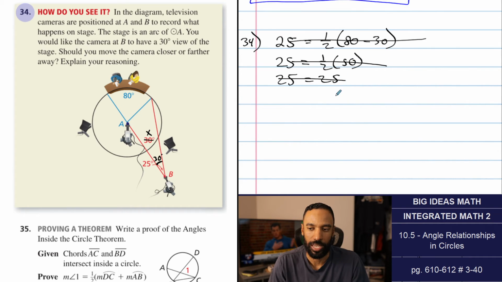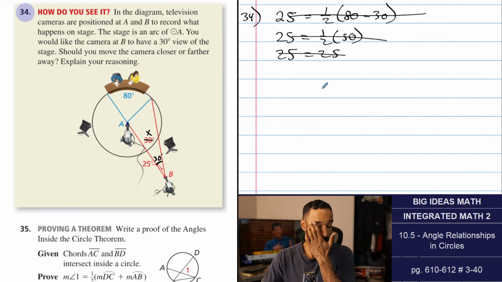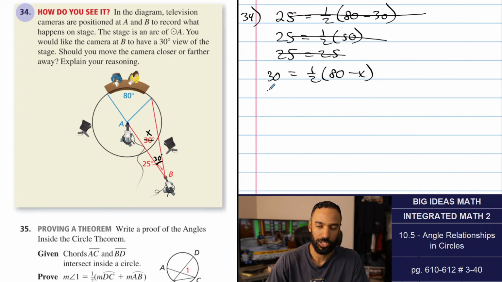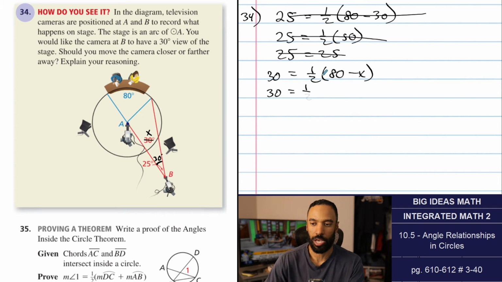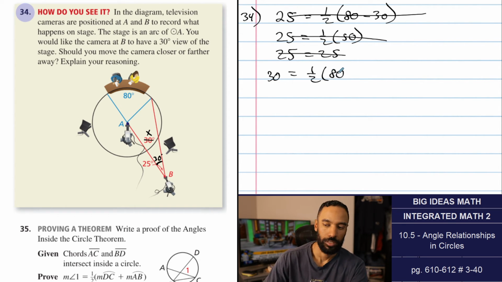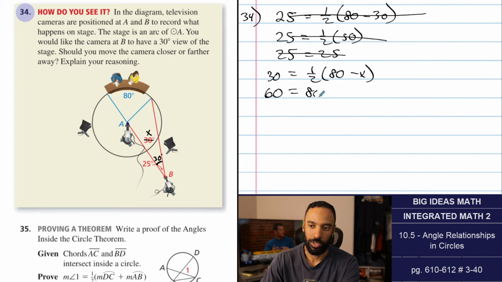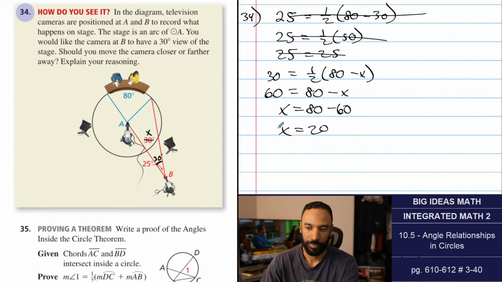So let's try this instead. Let's try 30. 30 is half of 80 minus some new X. We have to figure out what that X is to determine whether we should be closer or farther. So, let's double everything. Let's erase everything. How about that? Let's double everything. We get 60 equals 80 minus X. Add X to both sides, subtract 60 from both sides, and we get 20.